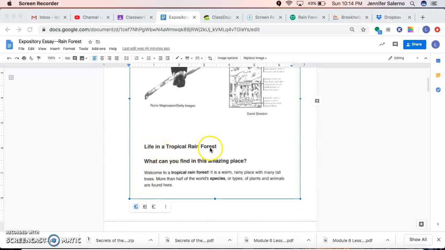Life in a tropical rainforest. What can you find in this amazing place? Welcome to a tropical rainforest. It is a warm, rainy place with many tall trees. More than half of the world's species or types of plants and animals are found here.